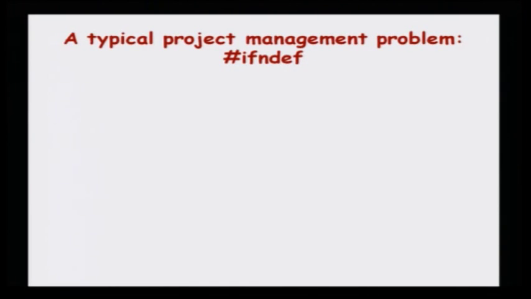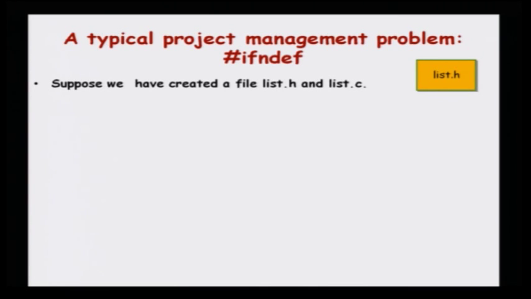Now, let us conclude this discussion of the preprocessor with a very typical project management problem, and we will see a third macro, a third operation that is done by the C preprocessor. This is something called #ifndef/#endif. This is used typically when you have multiple projects, multiple files in your project, and you need to include multiple header files into a single source file. So, let us discuss what the problem is with a particular example.